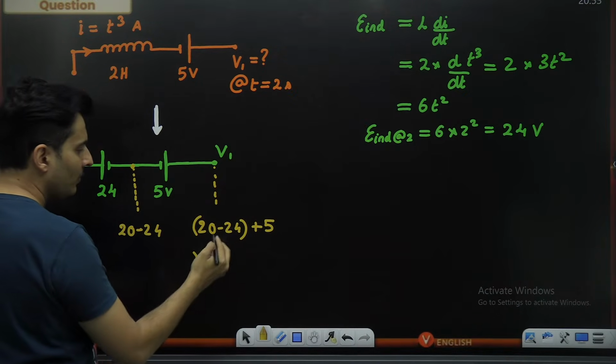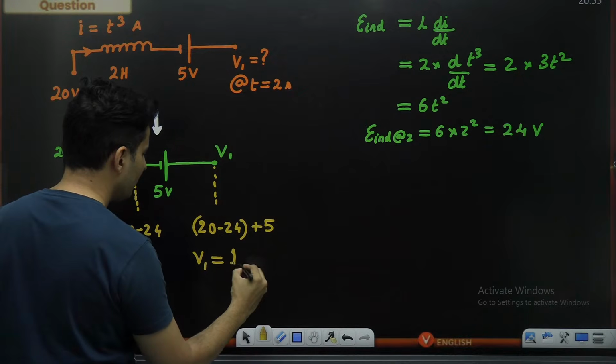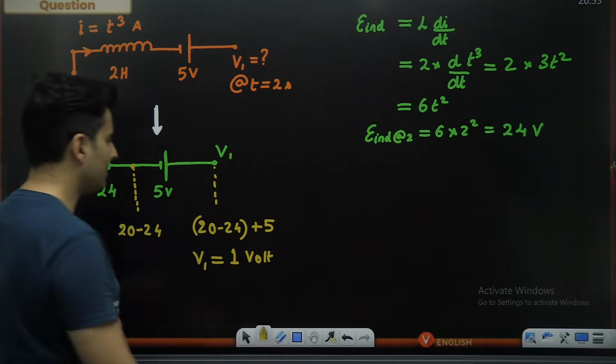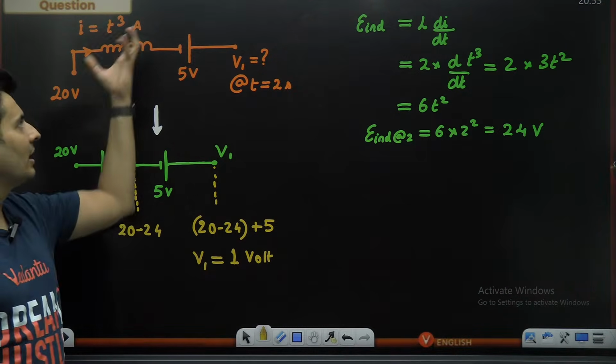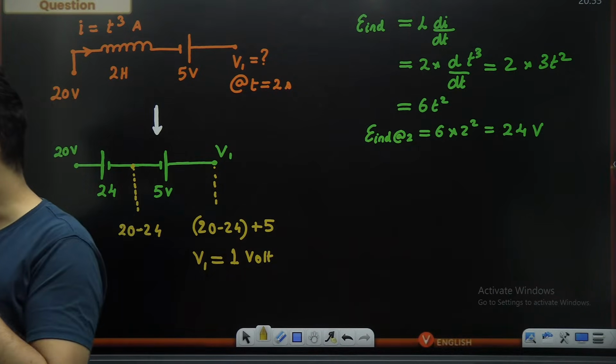V1. Think about it. 20 minus 24 is minus 4. Minus 4 plus 5 is 1. So this will be 1 volt. That is the answer. So this is how you can convert such a question into a much simpler looking problem and solve it.